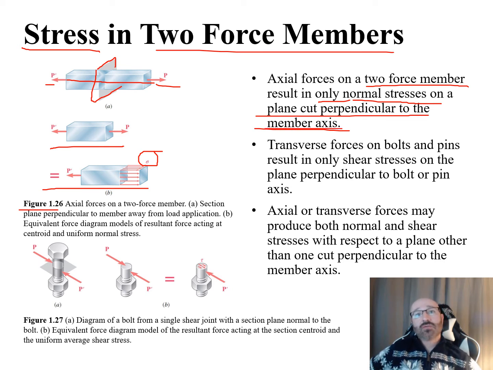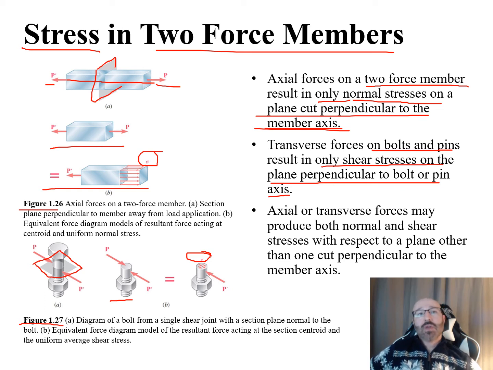Now our transverse forces on bolts and pins result in only shear stresses on a plane perpendicular to the bolt or pin axis. So the same type of thing here if we're talking about our bolts and pins. We come down here to figure 1.27 and we can say the same thing. We put our two-force member there, P and P prime. We take a look at our section in the center here, and now you can see we have our shear stress.